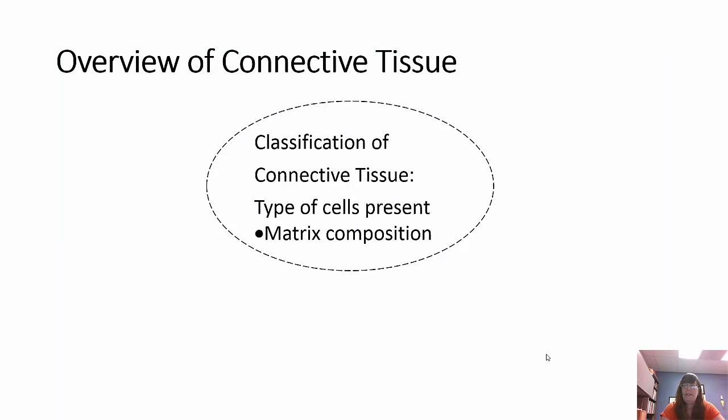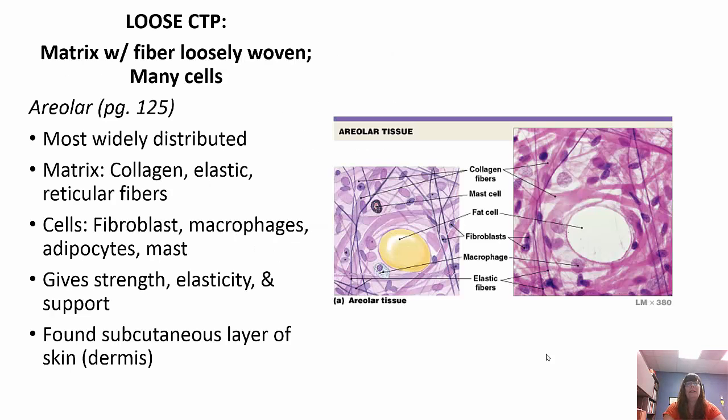So we classify connective tissue based on the type of cells present and that extracellular matrix composition. First type is areolar tissue. This is the most widely distributed. We have collagen fibers, elastic fibers, and reticular fibers, so all three types of fibers are in this tissue. We have fibroblasts, which secrete the fibers, of course. Macrophages, which are kind of like your cleanup crew. Adipocytes to store fat, and mast cells, which secrete histamine. It's going to help give strength, elasticity, and support.